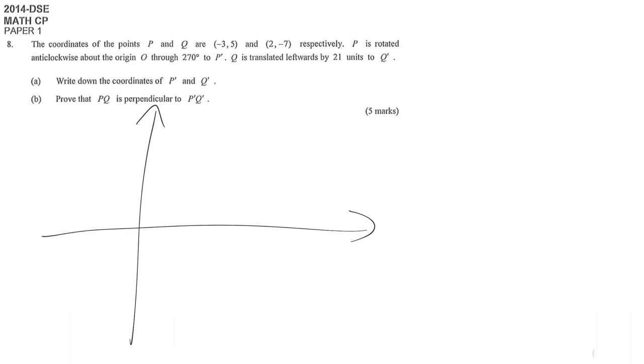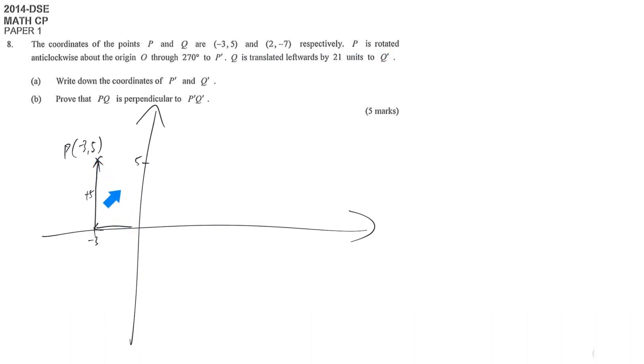So if we just talk about point P, it is -3, 5. That means we first go back by 3 to -3, and then we go up by 5. So we reach this point. It is point P, -3, 5. Now we are going to rotate this point.